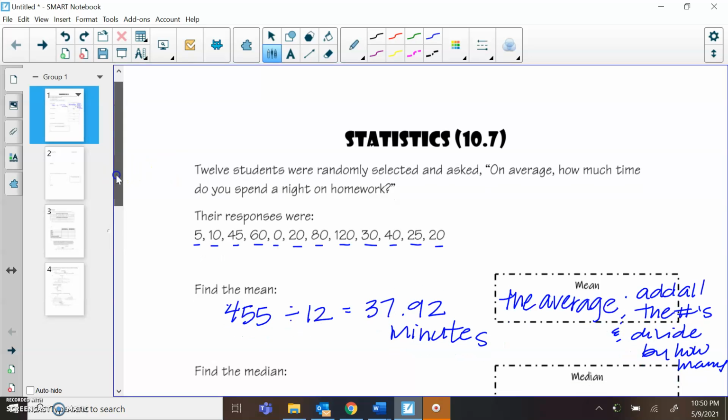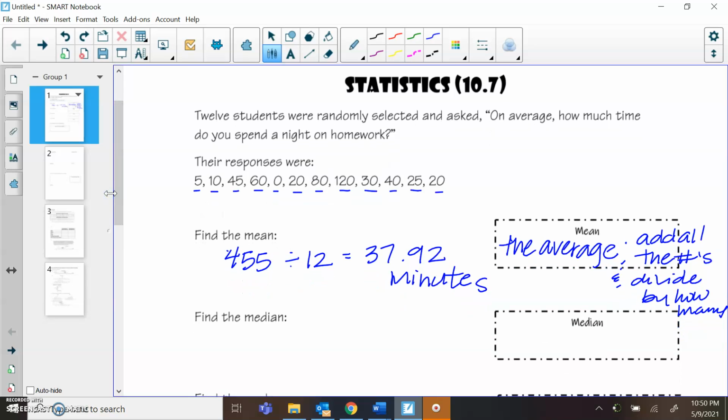To find the median is another way to describe a set of numbers. This one is the middle number. That's the definition. The key there is that you have to put them in order first and then find the one number in the middle. If there's 2 in the middle, you find what's in the middle of those. So the main thing you have to do here is put them in order first.